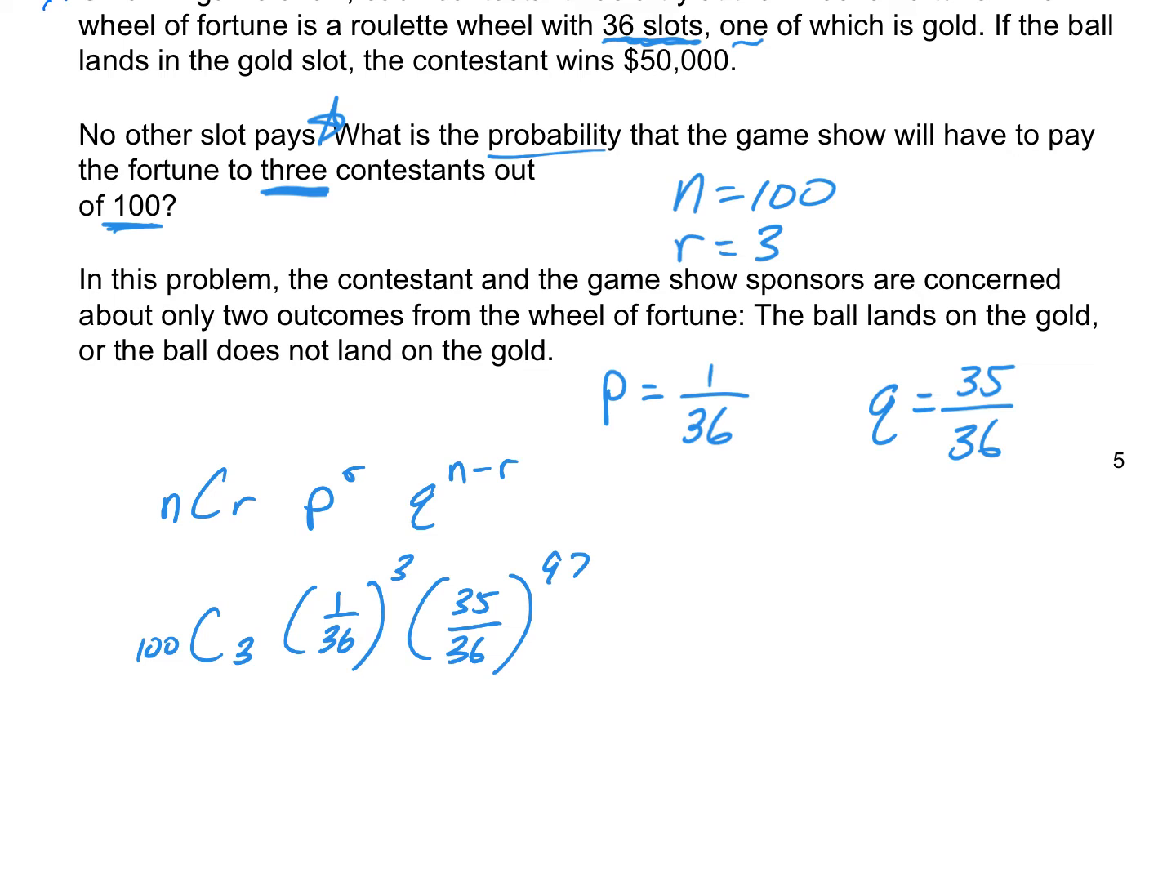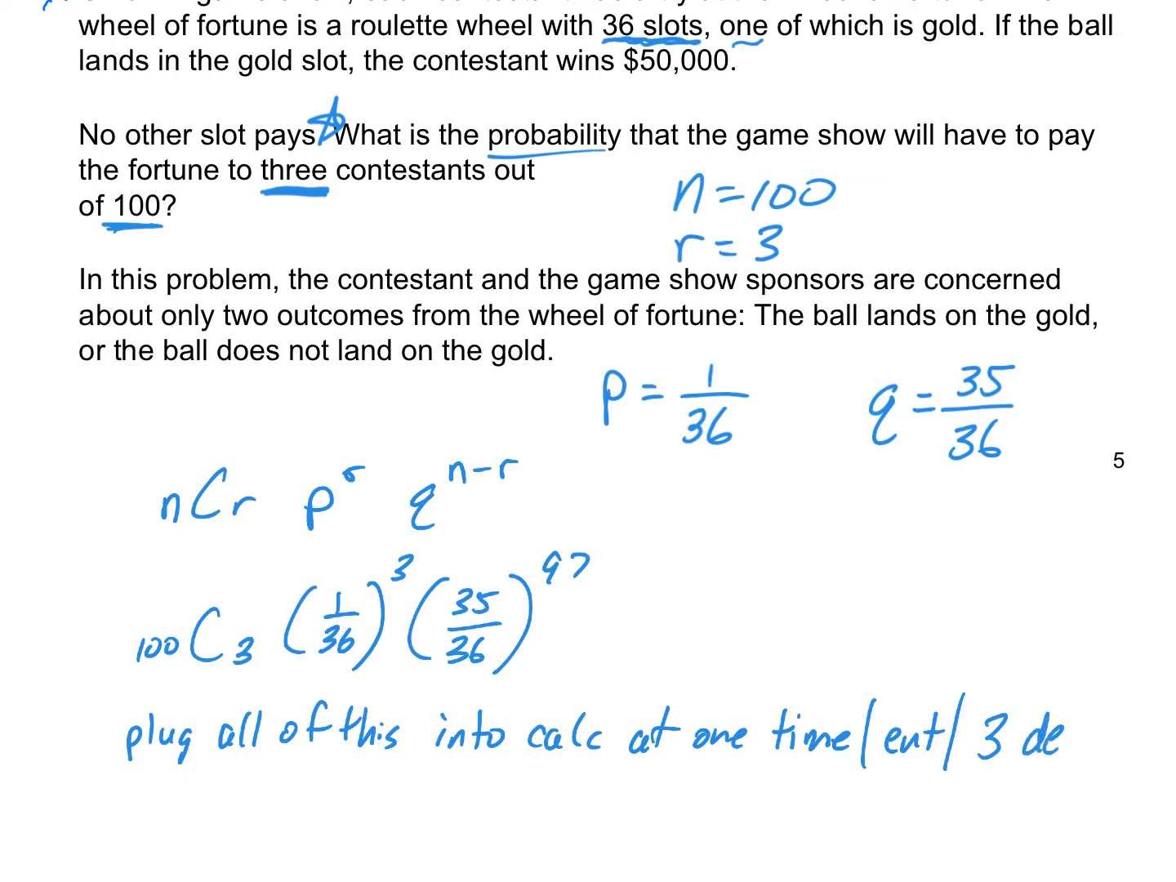Now the tough part, you have to learn how to plug all of this into your calculator at one time. Then you're going to hit enter, and you're going to go to 3 decimal places. You see, I don't want the 100C3. I don't want that. I don't want the 1 over 36 cubed. I don't want you to round that one. I want you to do it all at one time.